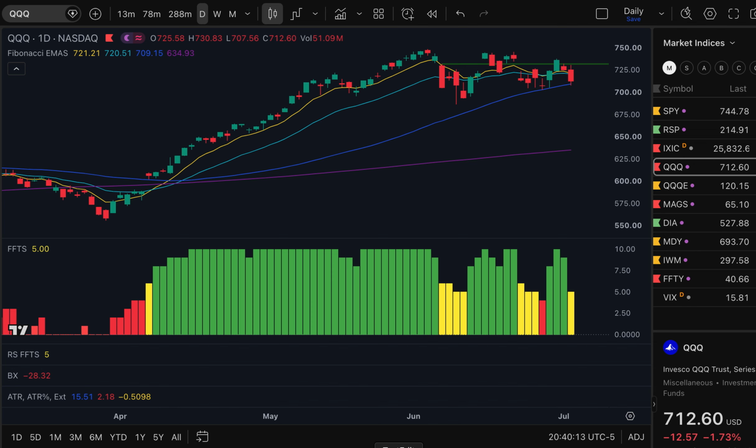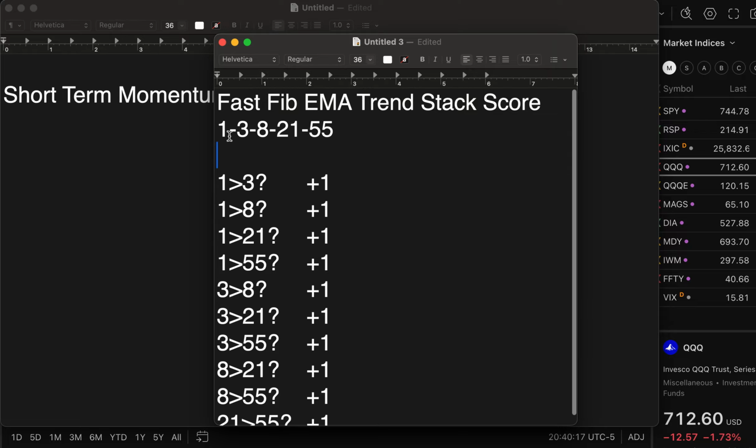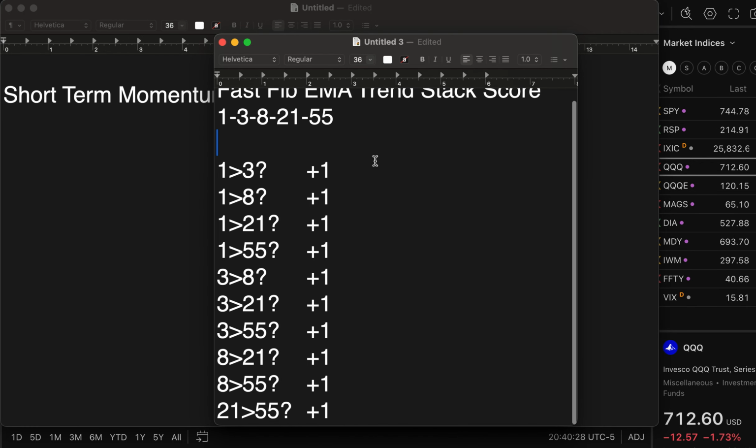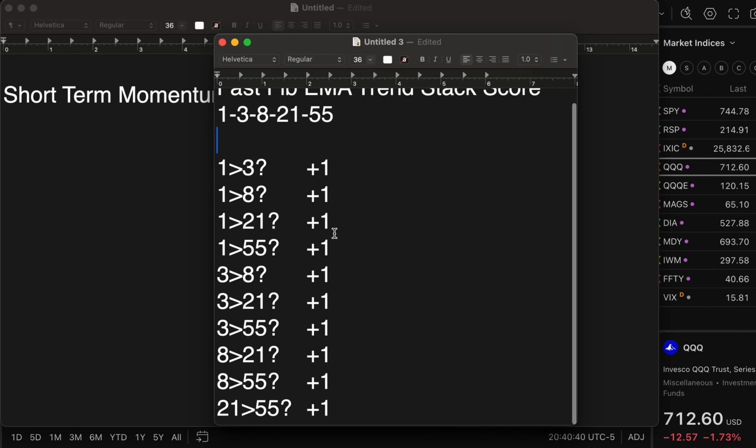So here's what it does. It uses the 1 EMA, that's the price, the 3 EMA, the 8 EMA, the 21 EMA, and the 55 EMA, and it asks the following questions. Is the 1 above the 3? Is the 1 above the 8? Is the 1 above the 21? Is the 1 above the 55? You get 1 point for each yes answer.